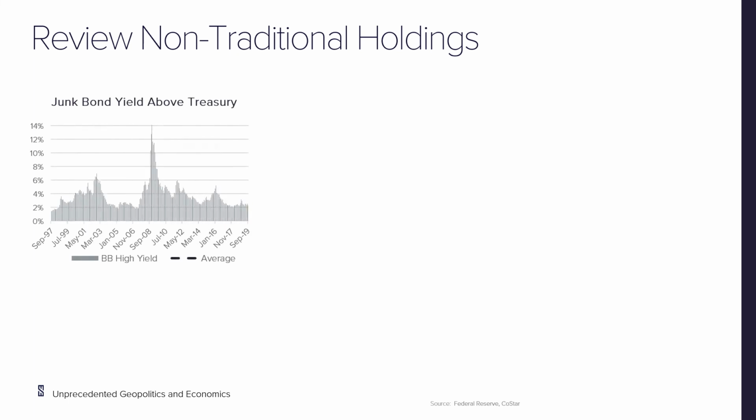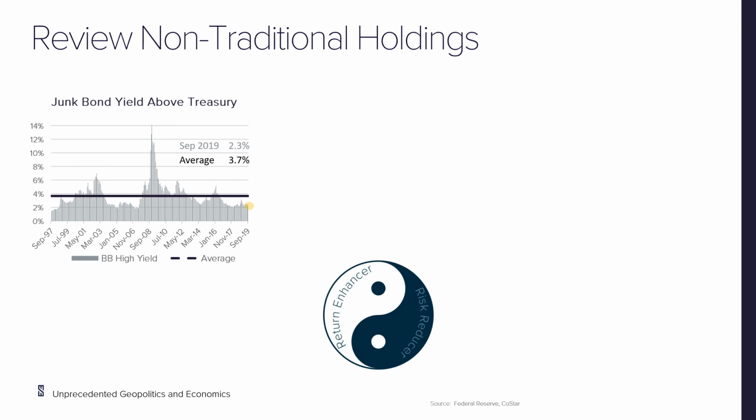For the non-traditional category, first, avoid pure junk bond funds in favor of a more diversified option. Currently, investors only receive an additional 2.3% interest for holding below investment grade bonds, when on average they received 3.7% historically. Second, reevaluate your alternative strategy funds. Are you looking for risk reduction, return enhancement, or a combination of the two? Within this category, as the expected return increases, the ability to dampen volatility tends to decrease.